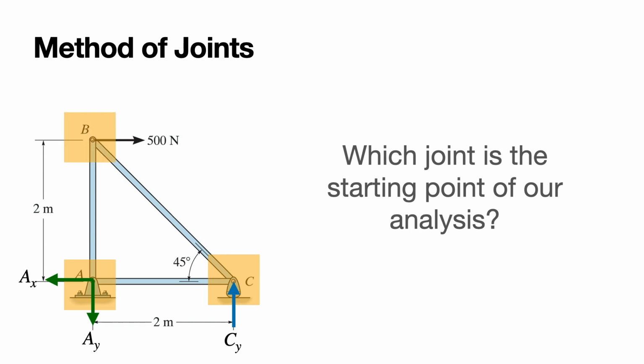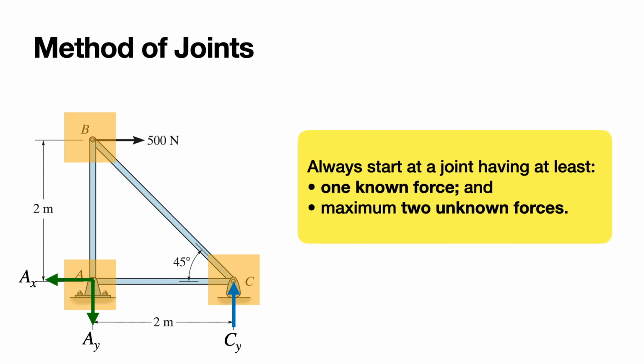So the important consideration when solving using the method of joints is to start at a point where there is at least one known force and only a maximum of two unknown forces. As you can see from the structural diagram here, the only joint which fits this criteria would be joint B. So we are going to start from joint B.